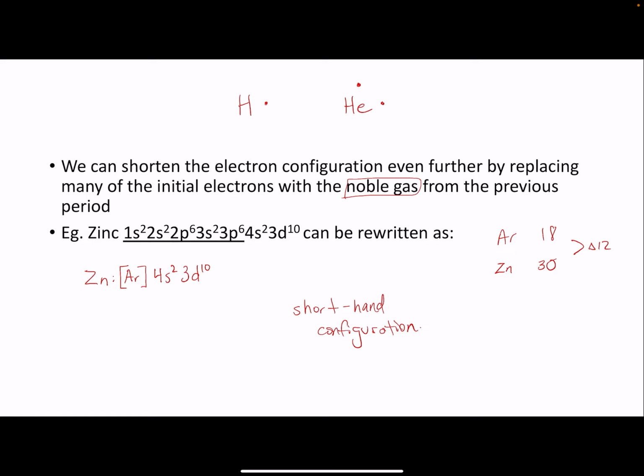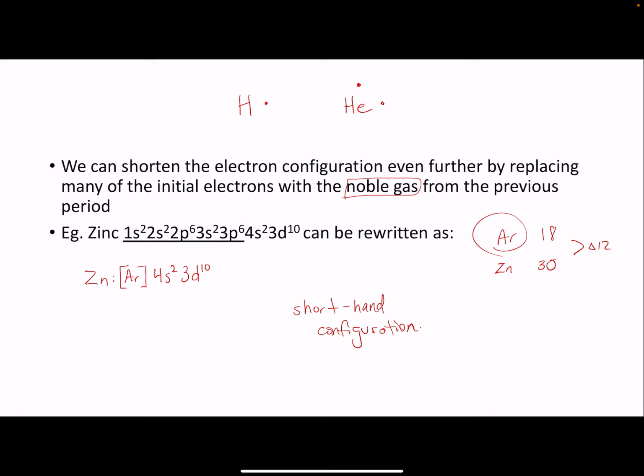Now, how do you actually figure out what this is? To know how many electrons to replace, that's the key. Figure out the noble gas that's before your element. So in this case, argon was our noble gas before zinc. It's before everything in that row. So that's our starting point.